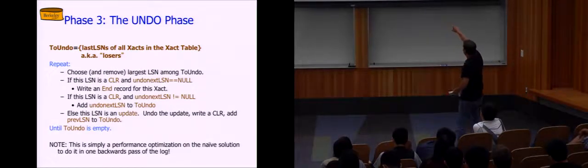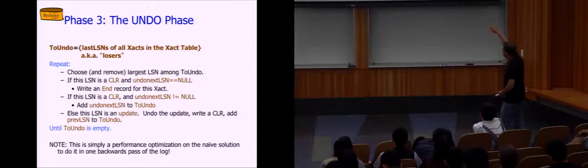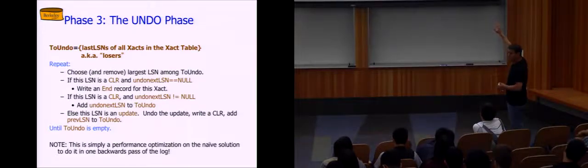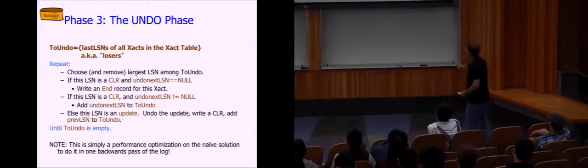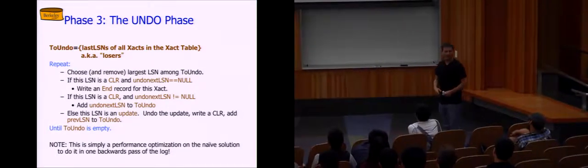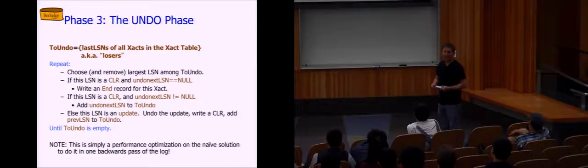So let's see how it goes. You choose and remove the largest LSN among ToUndo. ToUndo is the set of all losers, and it starts out as the last LSN of all of them. If this LSN is a CLR, that means it was something we were undoing. We don't undo our undos, of course, ever.